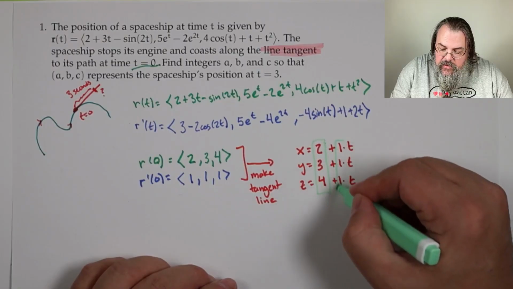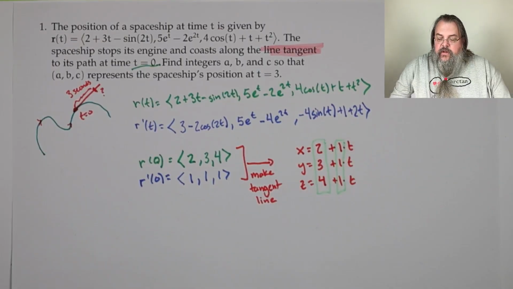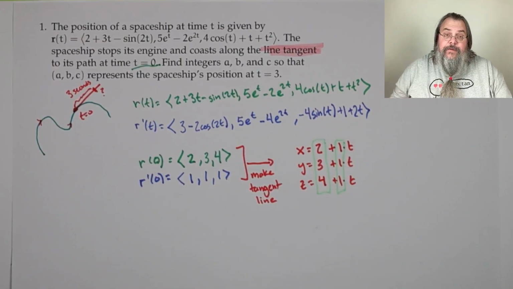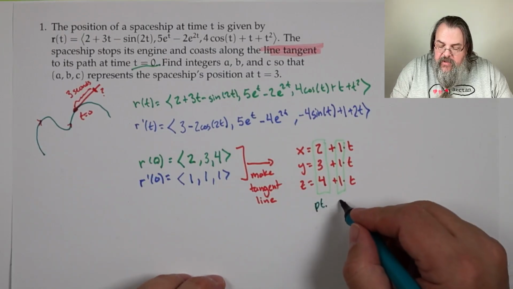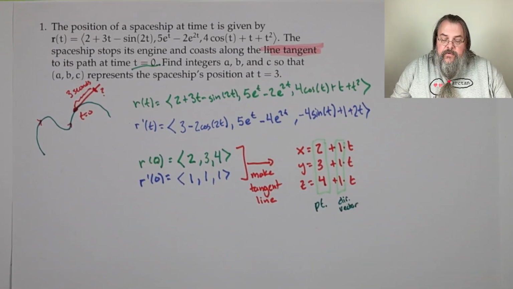And there's our direction vector. So those are the pieces that make up our line. So that tells us where we're at any given time. So what's the last thing for us to do?